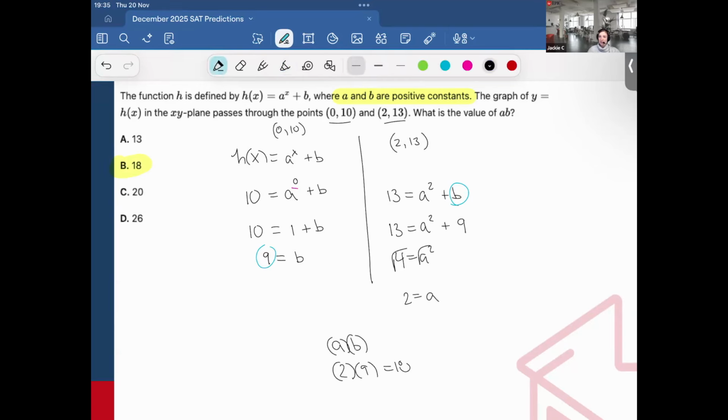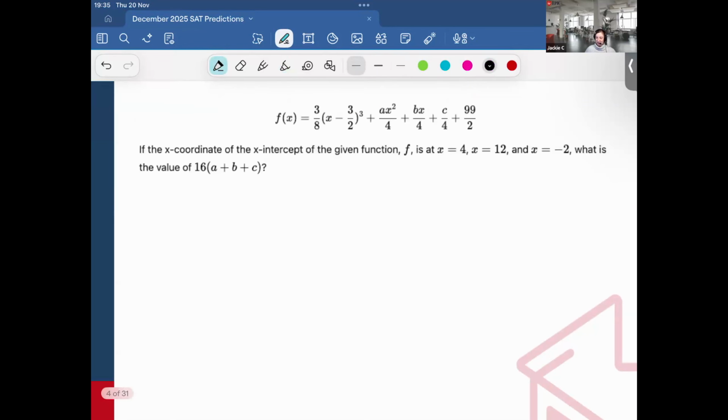Both ways are amazing. Know how to do this for the exam. I feel that you'll have something similar in December. Continuing our journey. Next function.